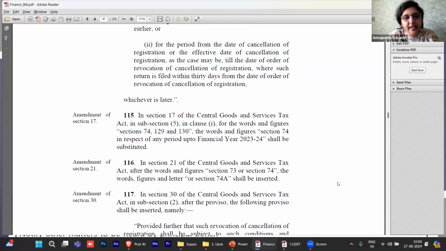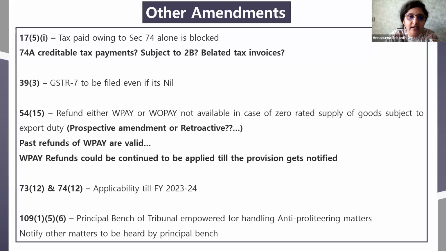Does it mean that from financial year 24-25 onwards, even tax payments made owing to 74A, those credits would be available, because of the removal or non-inclusion of 74A over here? Rajesh sir, any specific thoughts why they have not put 74A here?